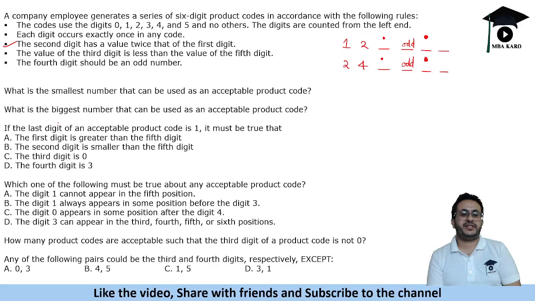So first says, what is the smallest number that can be used as an acceptable product code? So for the smallest number, first of all, the first digit should be 1. Second digit should be 2. Now we are left with 4 digits.